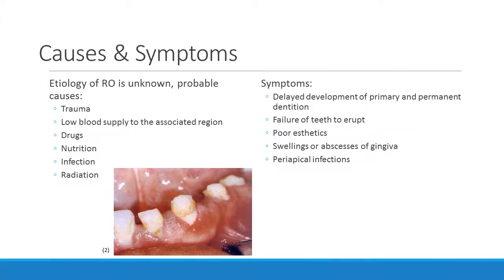Causes and symptoms. There is no known etiology for RO, but there have been theories to suggest causes such as trauma, low blood supply to the area of the teeth, drugs, nutrition, infections, or radiation. Patients with RO present with symptoms such as delayed development of primary and permanent teeth, failure of teeth to erupt, and poor aesthetics. Other complications reported from patients are swelling or abscesses of the gingiva and periapical infections.